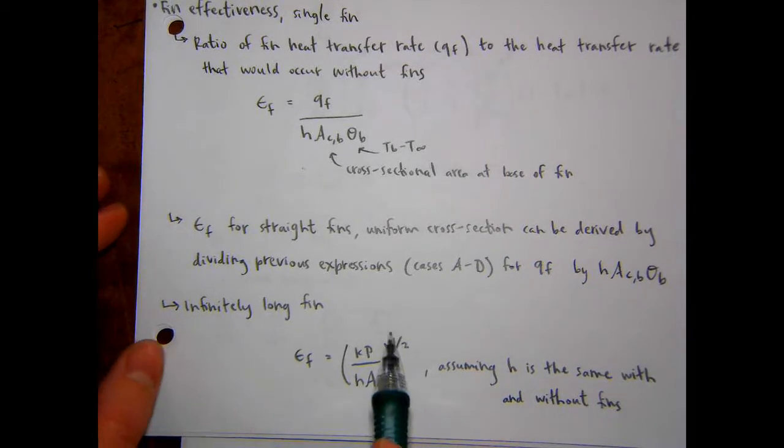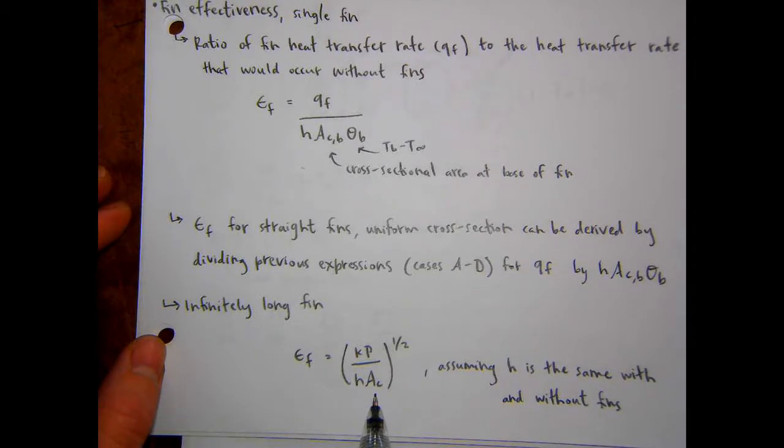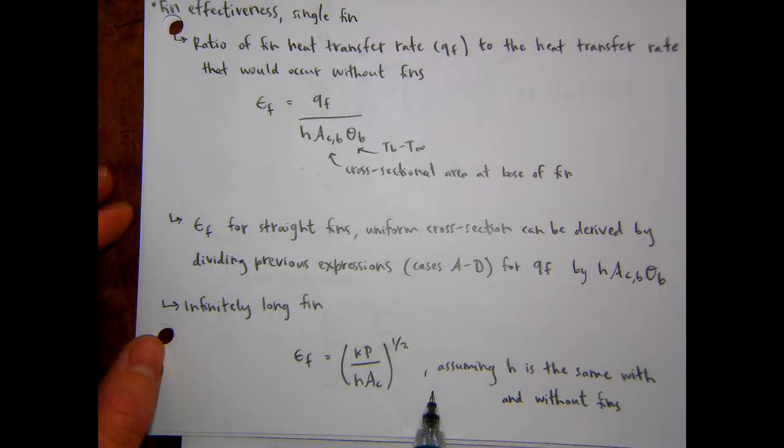And then we said, okay, let's just do that for this one very simple case of an infinitely long fin. So the effectiveness for an infinitely long fin is this quantity here. And we assumed that the convection coefficient is going to be the same with and without fins, which is a common assumption. Now we're going to talk about how we can look at that infinitely long fin effectiveness and what it can tell us about when it's good to use fins.